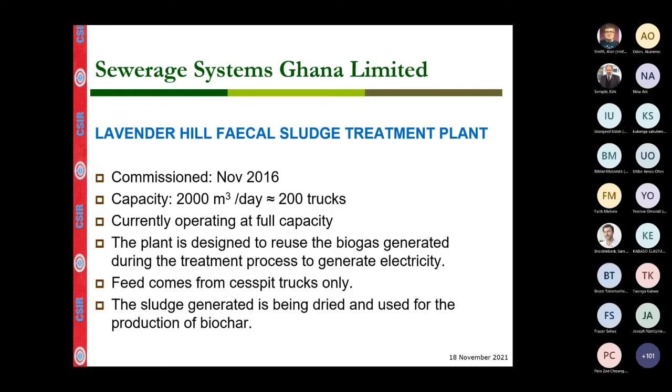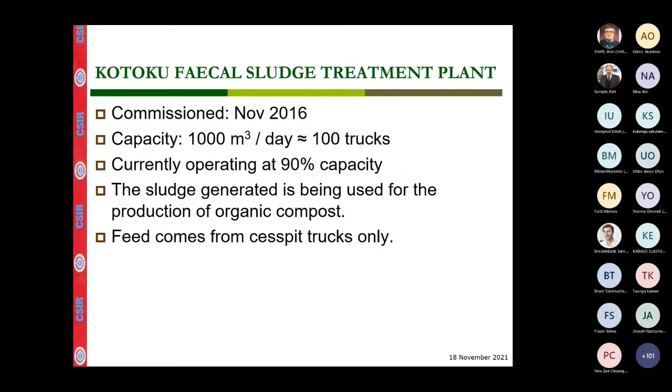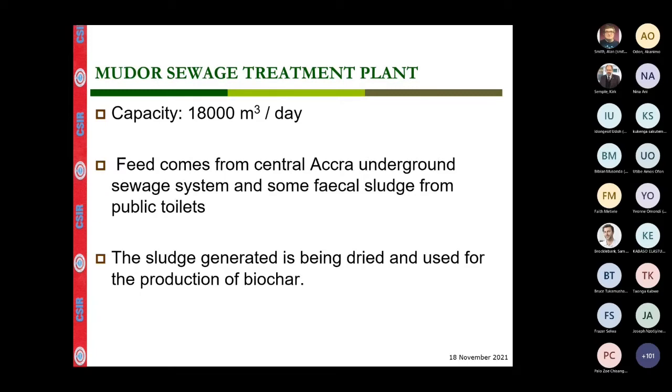But unfortunately, the biogas that is produced from these systems is not being used. And the company actually started to use the digestate rather for composting. So most of the activities are based on composting, and then they have a lot of organic fertilizer. They have another at Kotoku, so you can see the capacity is just 1,000 meter cubed, and it's operating at 90% capacity.